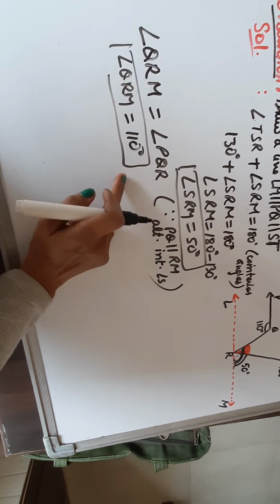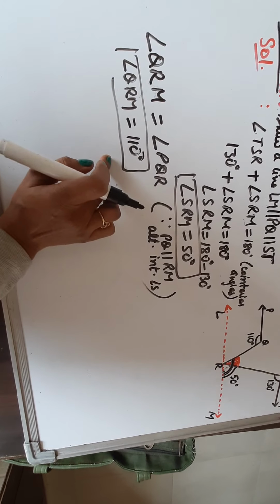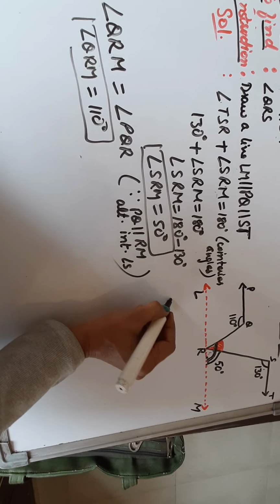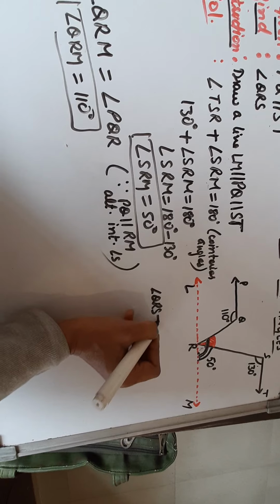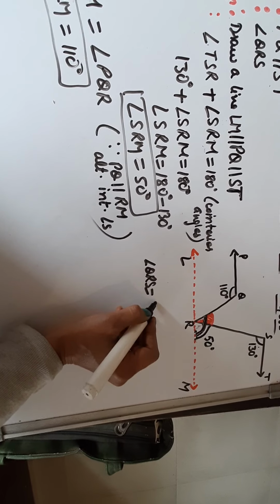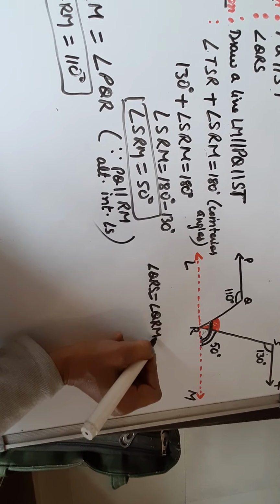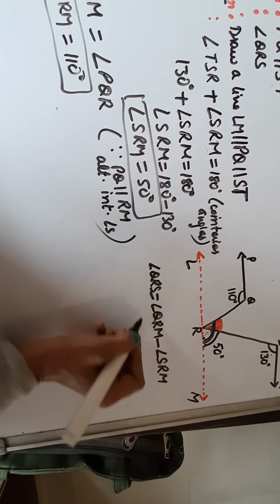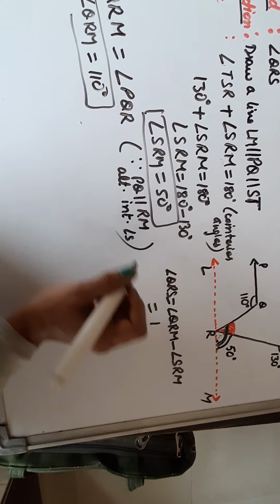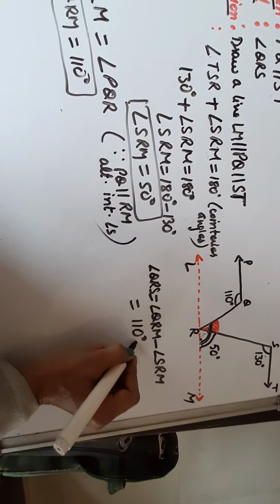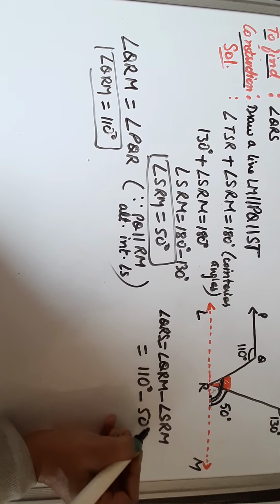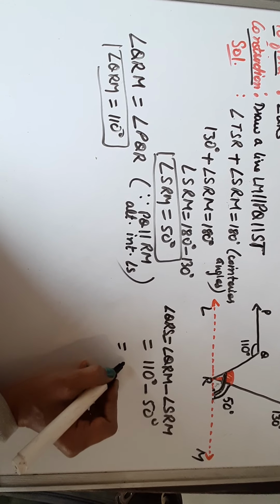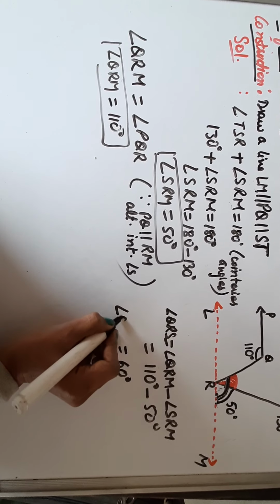Now if we subtract this smaller angle from this, we'll have this angle QRS. So angle QRS is equal to angle QRM minus angle SRM. So just put the values. This will be 110 degrees minus 50 degrees. From here we'll get this angle as 60 degrees.